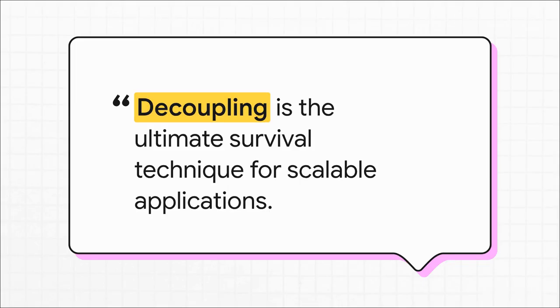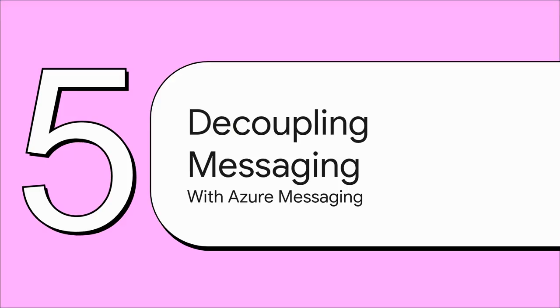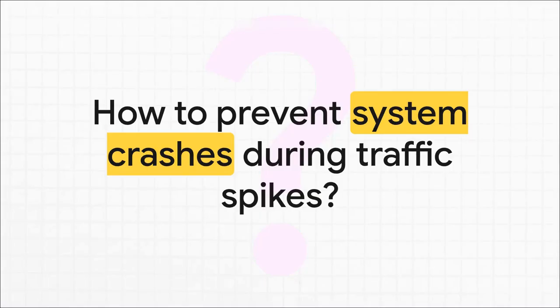The front door stays open, the requests are captured, and absolutely nothing is lost. That is the true power of decoupling. Which leads us perfectly into Section 5, decoupling with Azure messaging. So how exactly do we bridge the gap between the front door and the background engines without tying them together?